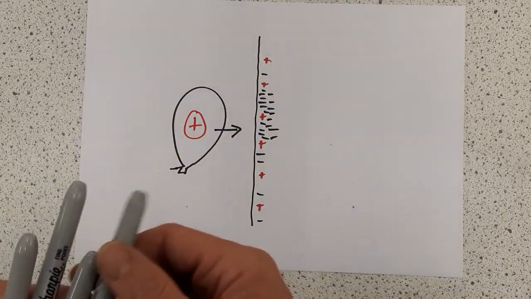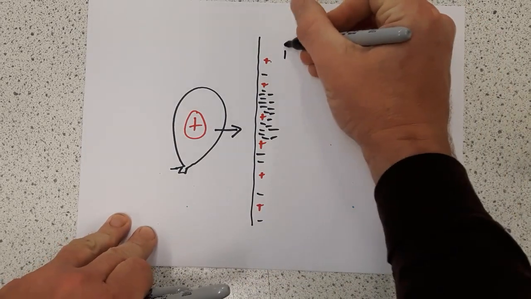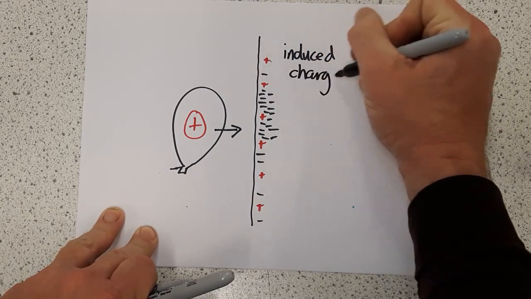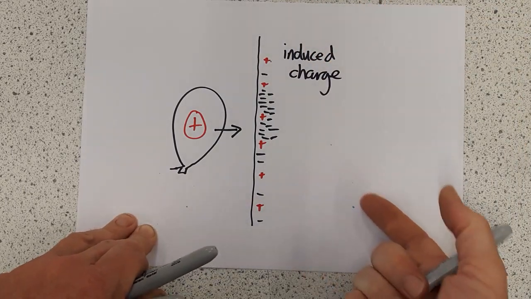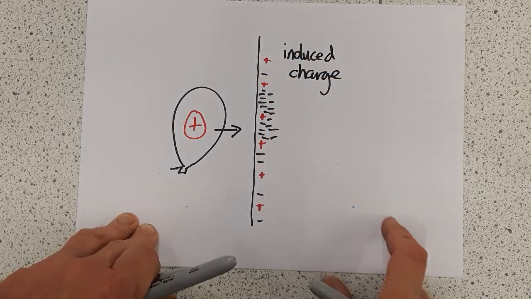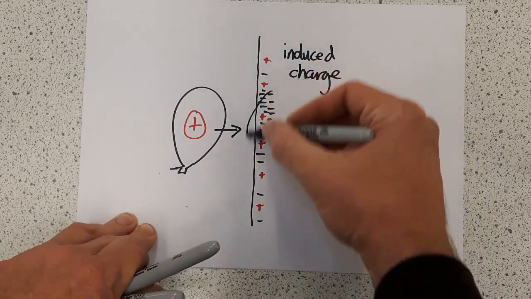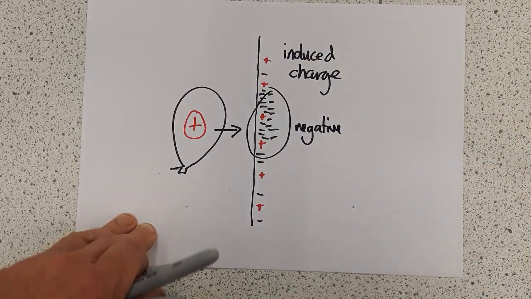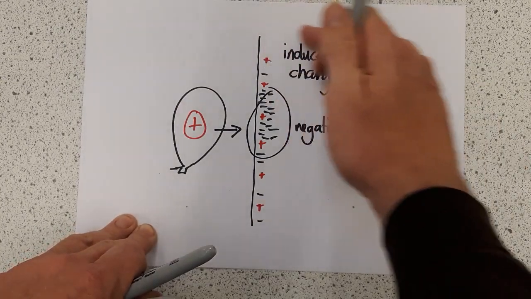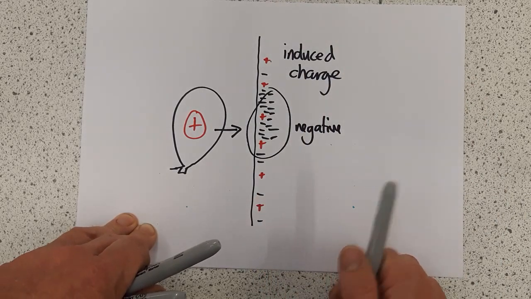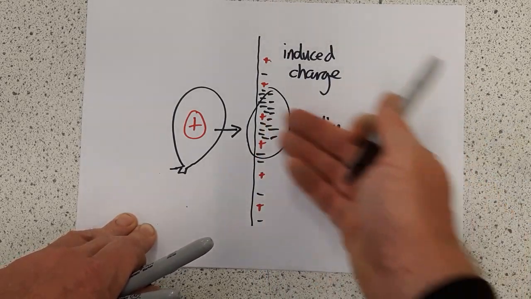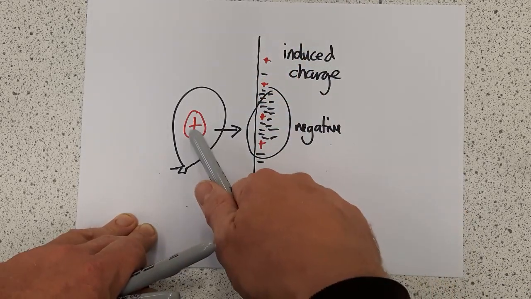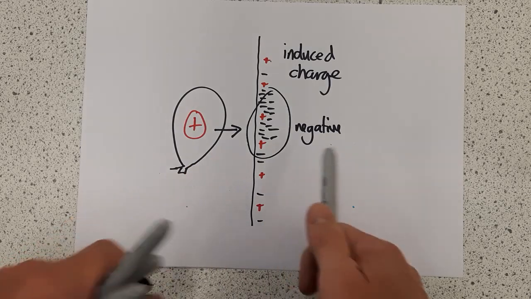Now, this is known as inducing a charge in the wall. The wall is still neutral and it hasn't gained any charges at all. It's just that charges have migrated, or electrons have moved towards that place to create an area here which is more negative. So an induced charge is when you have a neutral object, like a wall, which has electrons moving towards a charged area to create this area of negative. It does it because it's attracted towards the positives.